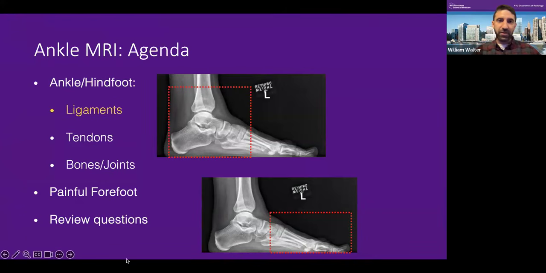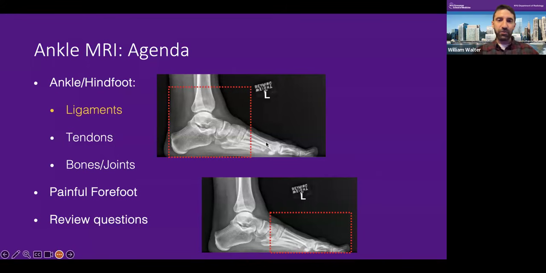So we'll start with the ligaments in the hindfoot, and I'm basically grouping the ankle and hindfoot here and showing you these two fields of view, partly because most institutions, certainly at NYU, do this: we have ankle MRI and forefoot MRI as separate imaging exams. That's because a lot of the structures you'll see tonight are relatively small and difficult to assess on a large field of view image.